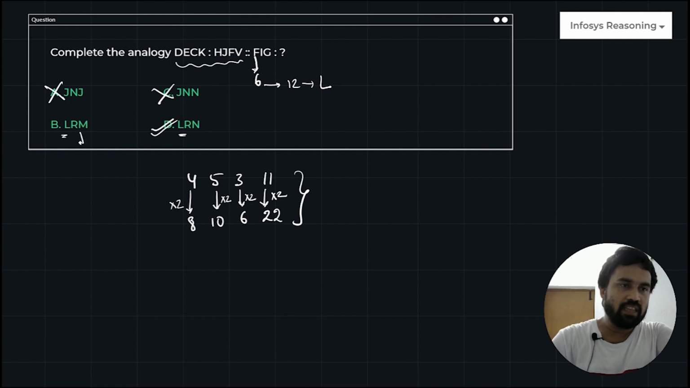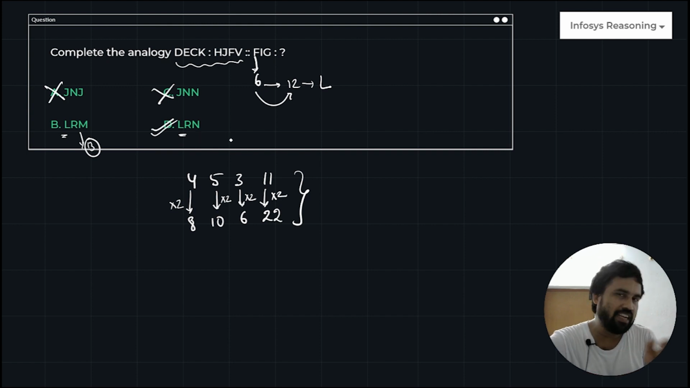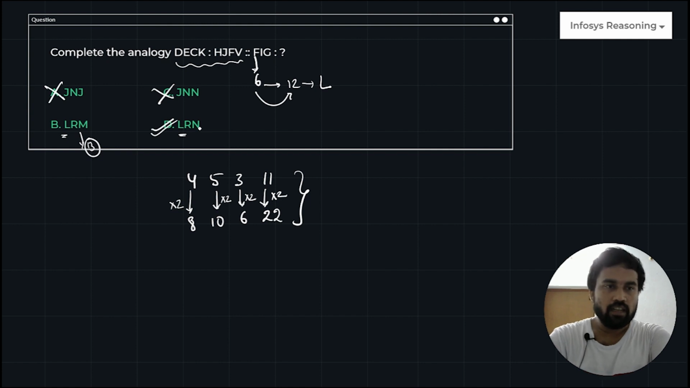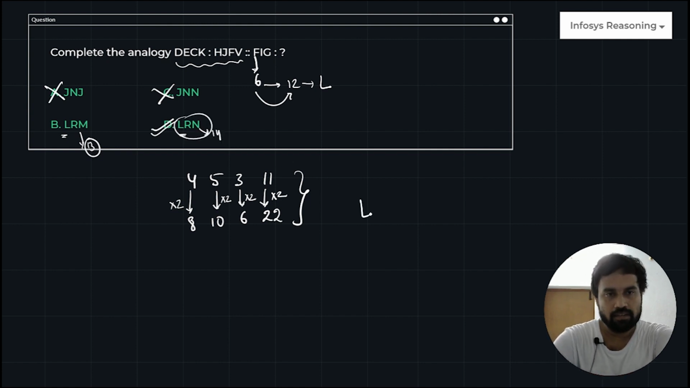Because M is nothing but 13, and 13 is an odd number. But if you are doubling any number, you will obviously get an even number. Am I right or not? Right. So N is nothing but 14. So my answer is L, R, N.